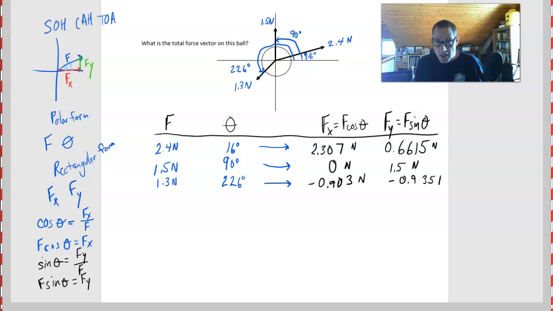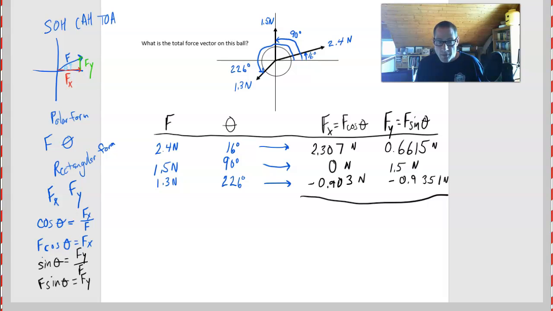All right. So we have f of x and f of y for all three of the vectors. Now we're going to add them all together. If there's a minus sign, we subtract instead of add. We add all the f of x terms together, and we add all the f of y terms, so we're going to have an f of x total and an f of y total.